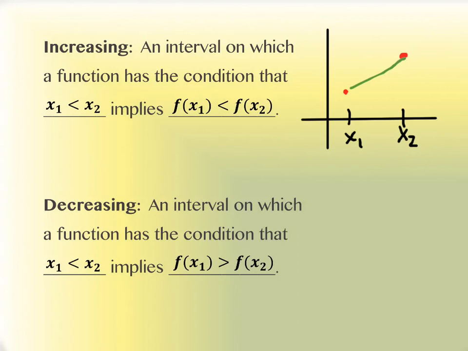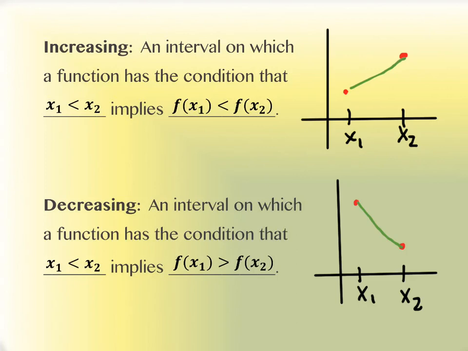Decreasing is the same idea. We still have to have x1 less than x2, but now f of x1 is greater than f of x2. So the picture looks, again, much like the one we just did. x1 here, x2 here. But instead, the x1 value is higher than the x2 value. And they're connected in some way between them, so that the graph decreases.